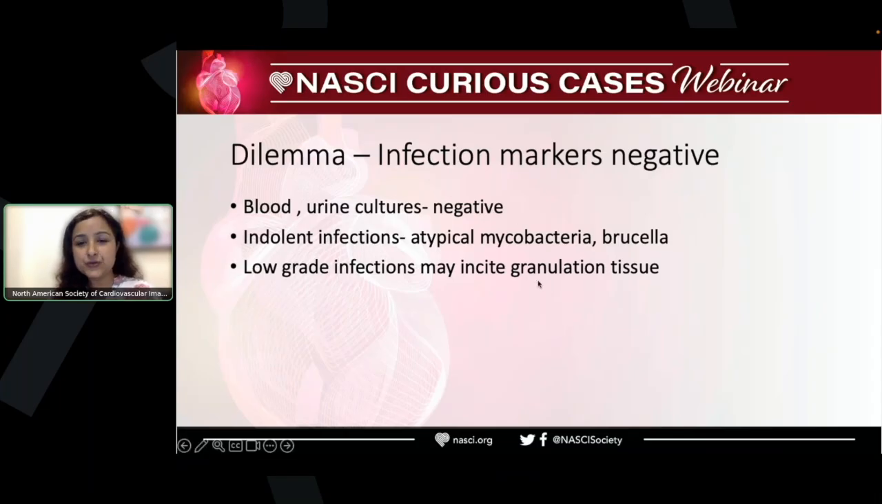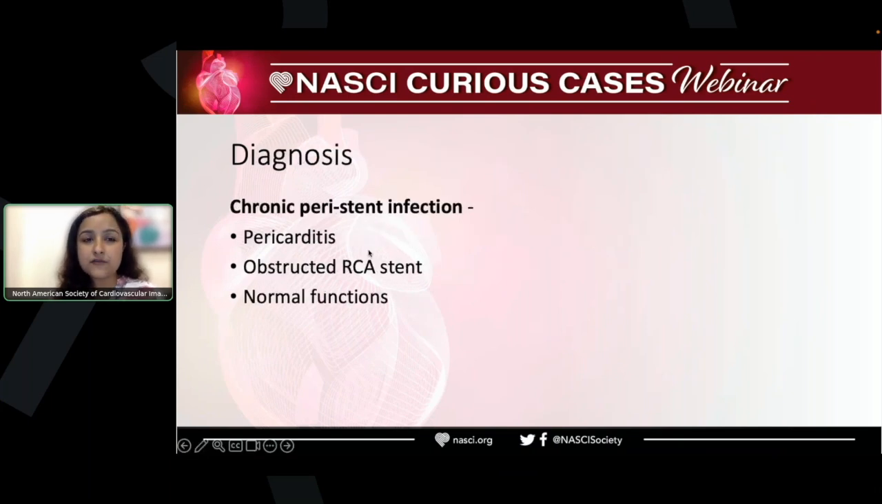tissue. As we saw in our case, the lesion around the stent did not look like a frank abscess. There wasn't much liquid component there. It appeared to be more of tissue, which showed first pass perfusion, so it appeared to be a granulation tissue sort of thing. This can also happen in low grade infections, and this sort of situation is seen commonly in tropical countries or the Indian subcontinent. So we made a diagnosis of chronic persistent infection.